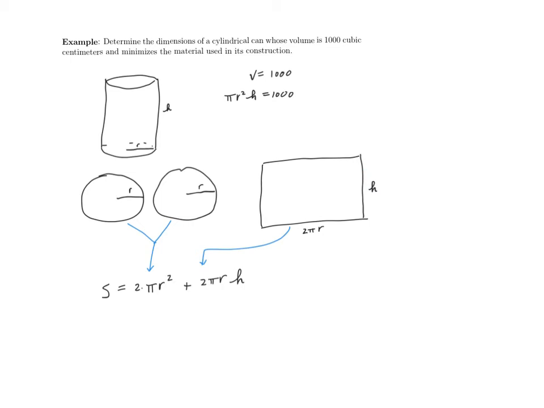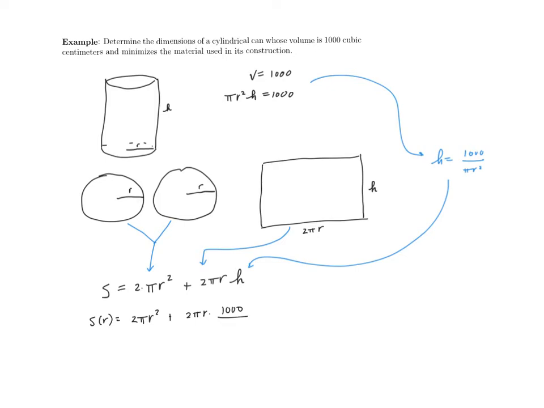Now, as usual, in order to minimize this, we want to get it down to a function of a single variable. But if we look above at what we started with, we can solve for h. h is 1,000 over pi r squared, and then we can immediately substitute that into our formula. So the surface area as a function of that radius r will be 2 pi r squared plus 2 pi r times 1,000 over pi r squared.